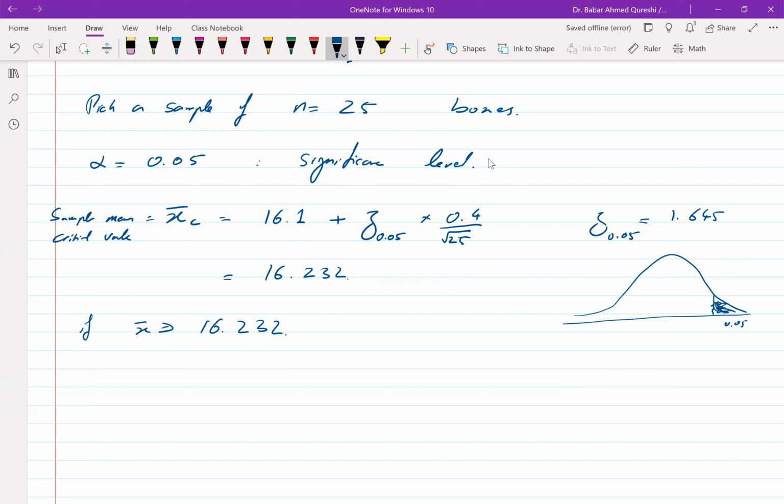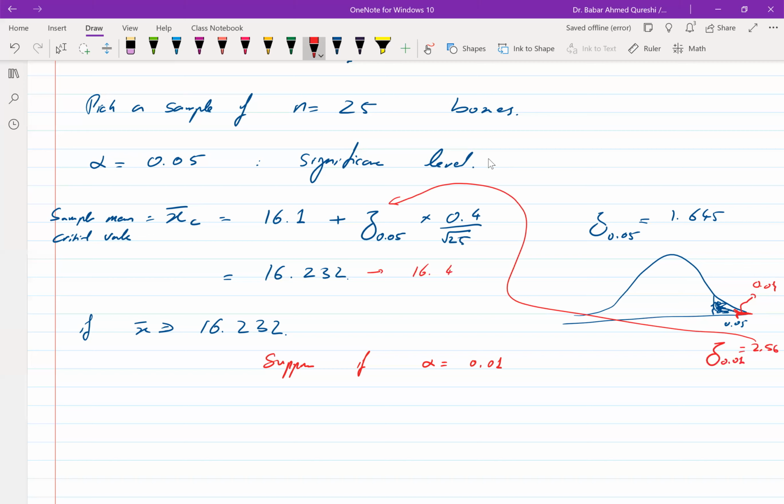If I want to increase the significance, suppose alpha is chosen to be 0.01, only a 1% chance that I'm rejecting the hypothesis incorrectly, then I'll have to move this Z over here so that this area is only 0.01. There will be a Z 0.01, some value would be something like 2.56, and that will go over here. What will it do? It will displace this number to some larger value. So your critical value will be larger.